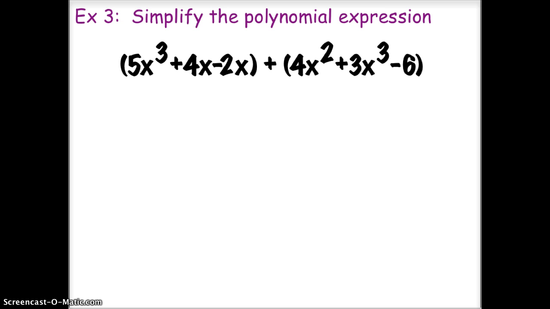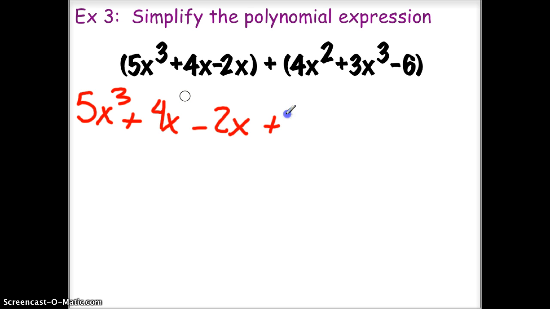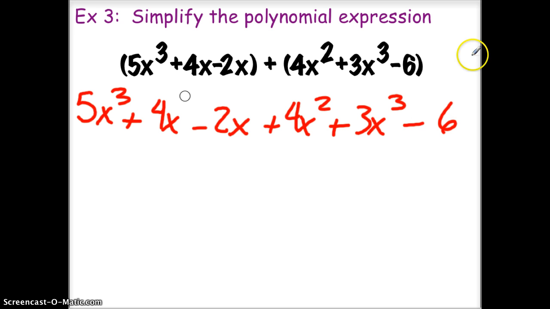So what I'm going to start out by doing, I'm going to rewrite the whole polynomial, but since I'm adding, I'm going to take away the parentheses. So I've got 5x cubed plus 4x squared minus 2x plus 4x squared plus 3x cubed minus 6.